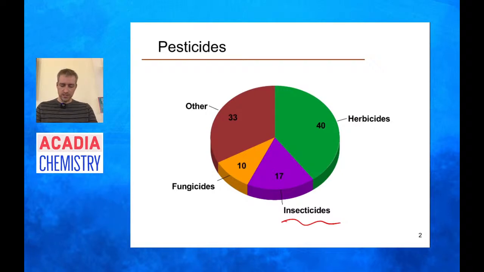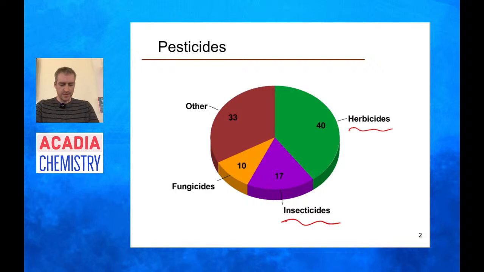Herbicides are the biggest one, 40%. This is usually to kill weeds, weed killers, and these are used extensively in agriculture and farming, because you want your fertilizer and water and all that to go into the crops and not into some other organism.